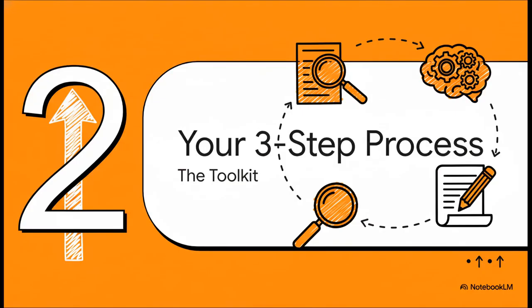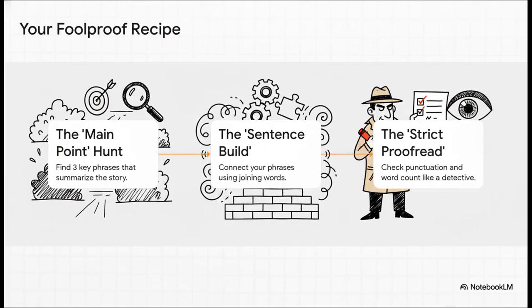Okay, so we know what we're supposed to do, but how do we actually do it, especially when the clock is ticking? Well, that's where our toolkit comes in. I'm going to give you a simple 3-step process that you can rely on every single time. All right, this is your foolproof recipe for success. It's just 3 steps: hunt, build, and proofread.